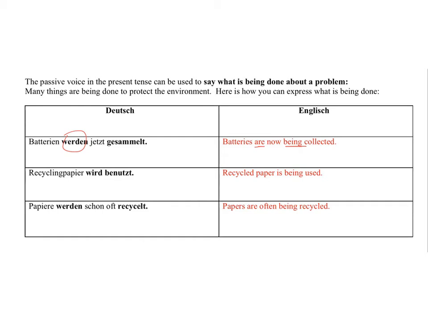A singular example, recyceltes Papier wird benutzt. So wird, we've got a singular, so instead of are being, like for werden, now it's is being. So recycled paper is being benutzt, it's being used. Another plural example, plural Papiere, papers. Werden, since it's plural. Schon oft recycelt. So the past participle of recyceln is recycled. So papers are being, and then the oft adds the often, recycled. So papers are often being recycled.